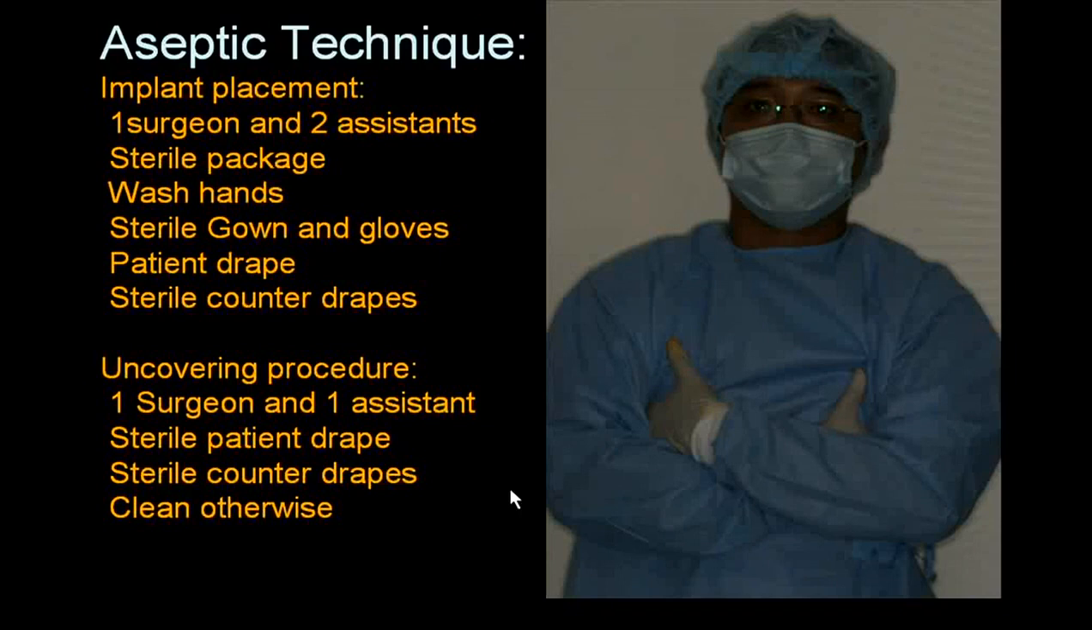Then the uncovering procedure. The uncovering procedure is one surgical person, a surgeon, and one assistant. It's usually enough. Both of those can be clean. I don't always go into the sterile gowns because this is most often just a soft tissue procedure like perio. But I'll use a sterile patient drape, and I'll use sterile counter drapes. And otherwise it's all clean.